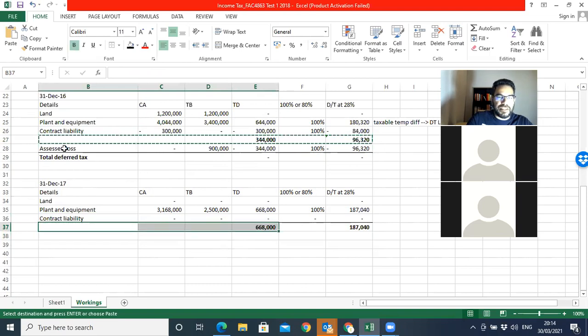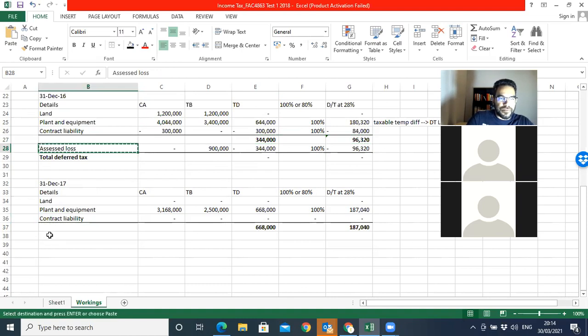Okay, and then I bring in the assessed loss. But now we have sufficient taxable income. Why? Because remember we made a profit of 5.7 million. So if we work it out, we will see if we have sufficient taxable income. But let's just quickly do this. So I'm going to do something quickly.